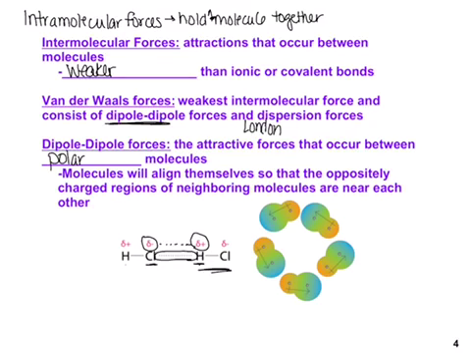So the molecules will align themselves so that the oppositely charged regions of neighboring molecules are near each other. And that makes sense because we know that like charges, let me redraw that, are going to want to repel one another. And so these guys will play nice and kind of bond together. It's not a very strong bond, it's just an interaction that says you have a positive charge, I have a negative charge, let's kind of be friends.